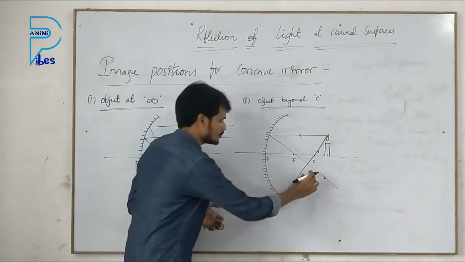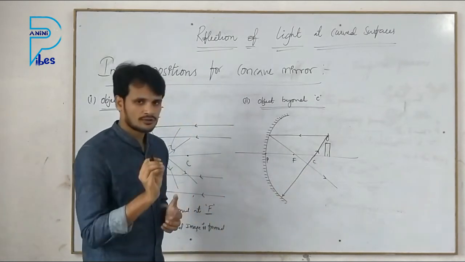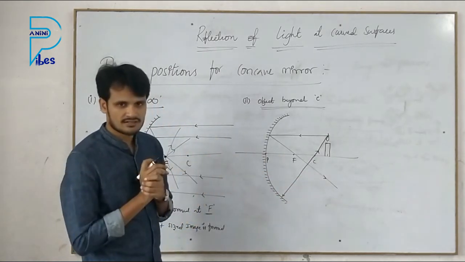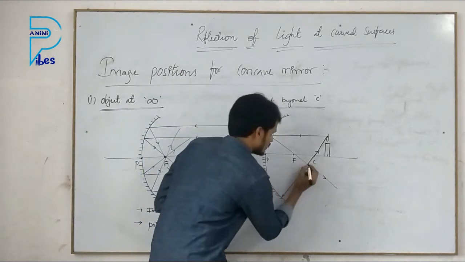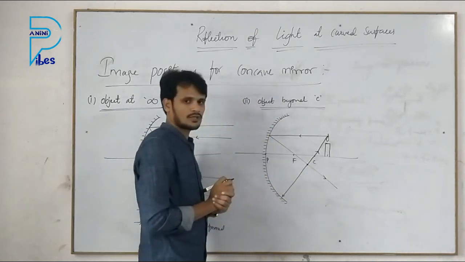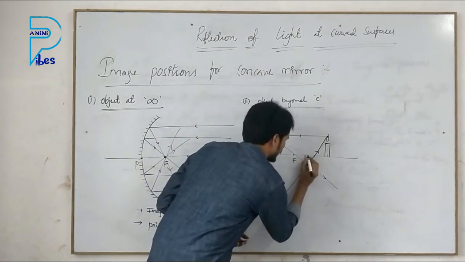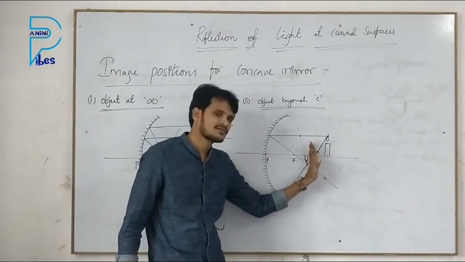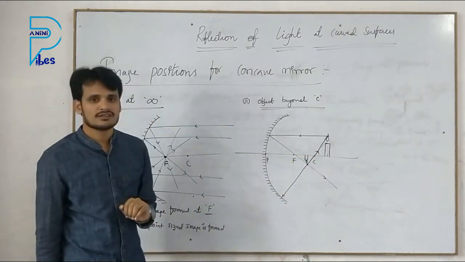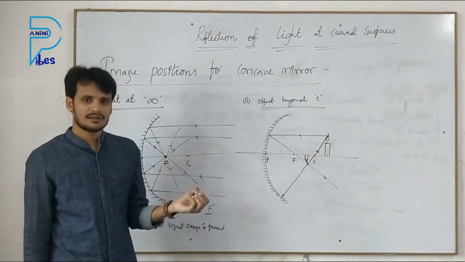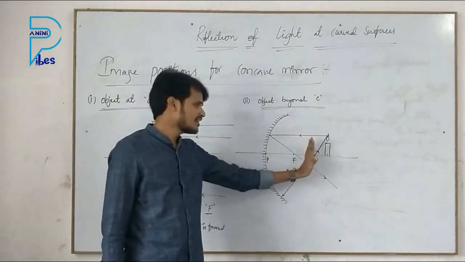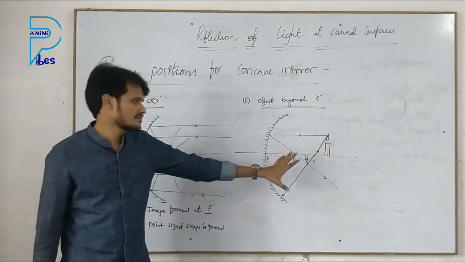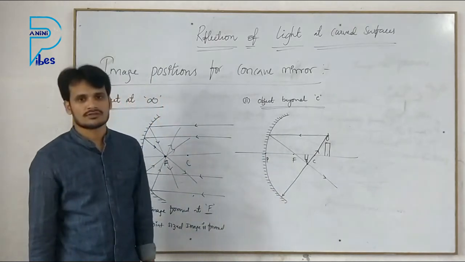Where these two reflected rays intersect, we know that is the image point. Where the converging rays intersect, that is our image point. Here the intersection is done, so the image is formed between F and C. If you place a screen between F and C, we will get an inverted image. An inverted image is nothing but a real image. It is captured on the screen. If you place the screen here, only then will we get the image on the screen, or else it is not observable to us.